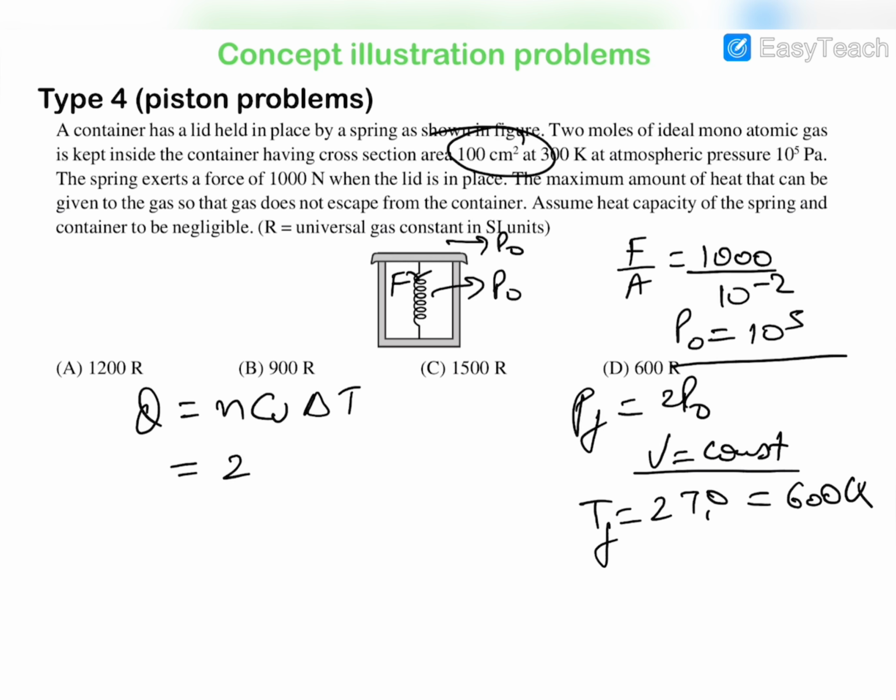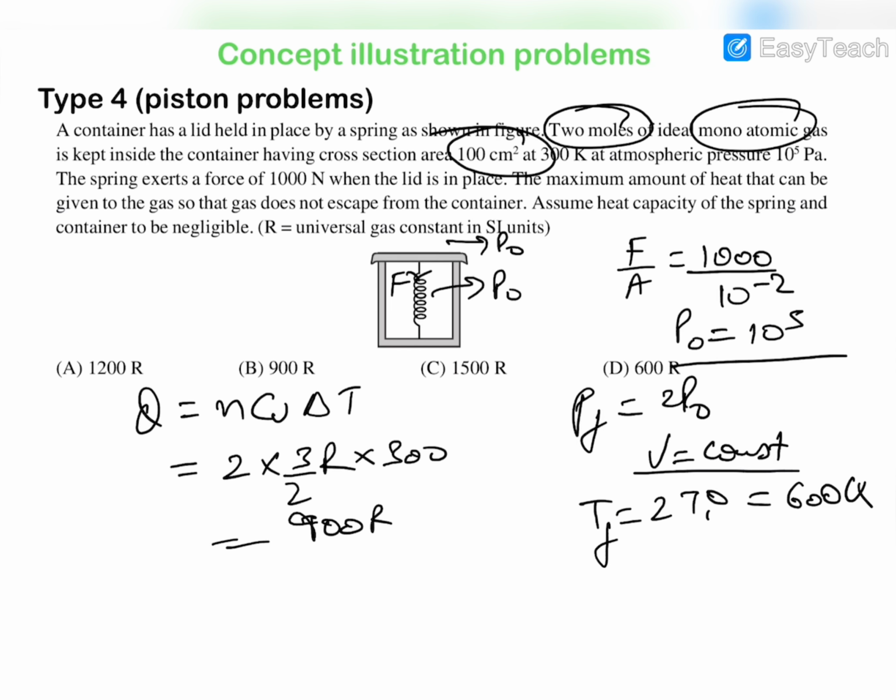Now n is 2 moles, as given, and CV for a monoatomic gas is 3 by 2 R, and delta T is 600 minus 300, which is 300. So this is 900 R. So the heat required to be given to the gas is 900 R. Now we move on to the next question.